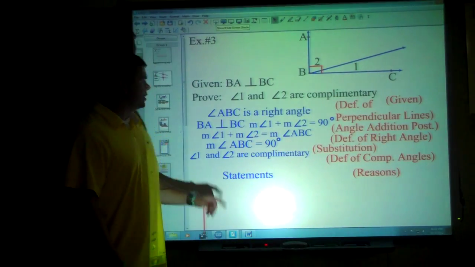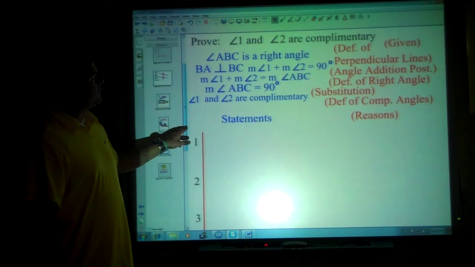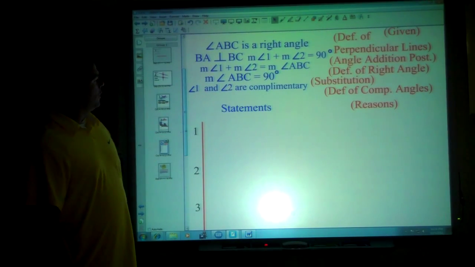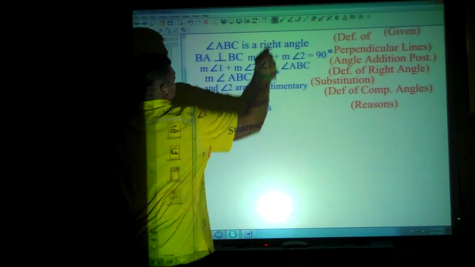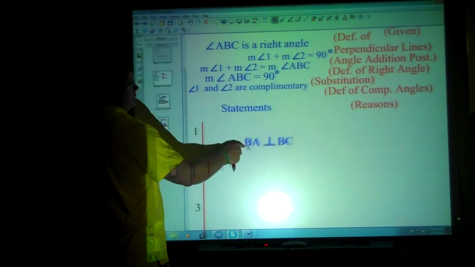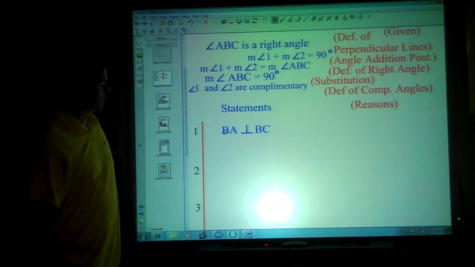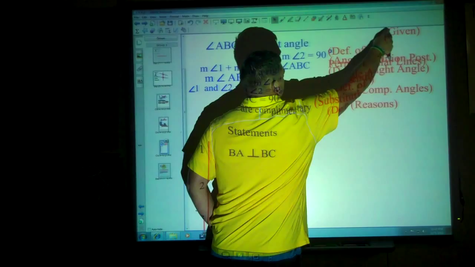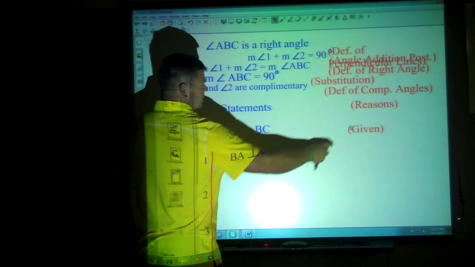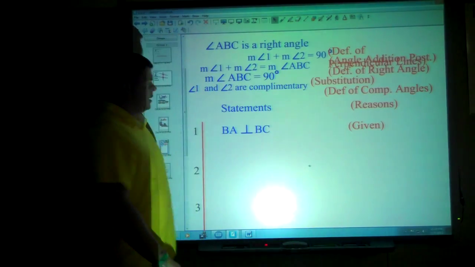So we've got a whole hodgepodge of possibilities, and we've got to see if we can figure out where all this stuff is going to go. Well, probably a good idea would be to start with what they gave us. And they told us that BA is perpendicular to BC, and that was given information. Oops, grabbed the wrong one. There we go. So I have some given info.